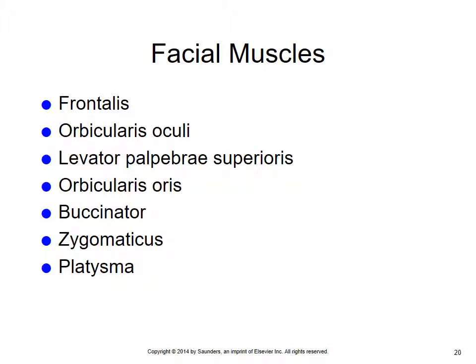The orbicularis oris closes the mouth, helps form words, and purses the lips. The buccinator, or buccinator, you'll hear it both ways, flattens the cheek and helps position the food between the teeth. The zygomaticus is the smiling muscle. It extends from the corner to the cheek or zygomatic bone. The platysma allows you to pout and open your mouth wide.